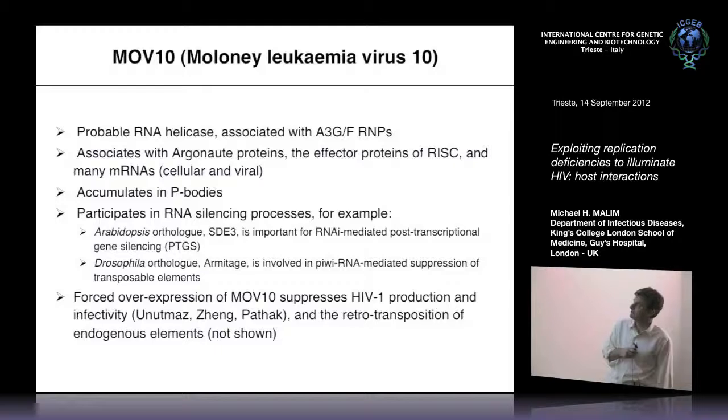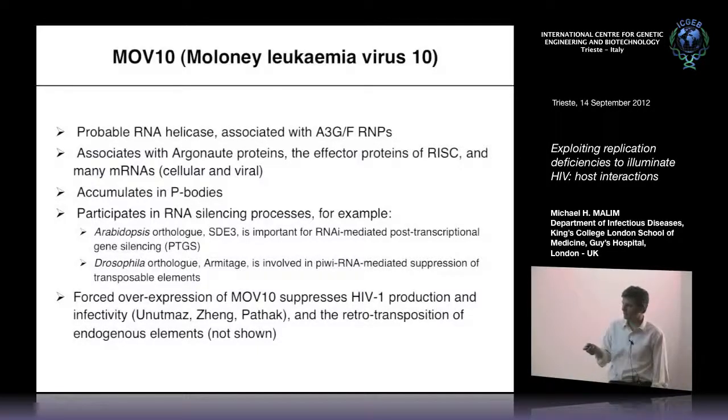But we've done some experiments with MOV-10 as well, which is a helicase that came down in those biochemical experiments. It's a probable RNA helicase. It's associated with the APOBEC RNPs. In fact, it's associated with many RNAs. It also associates with Argonaute proteins and RISC complexes, and accumulates in P-bodies. It's been reported to be important in various RNA silencing processes.